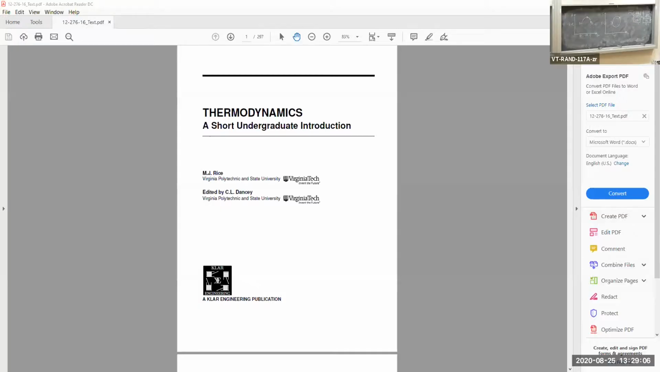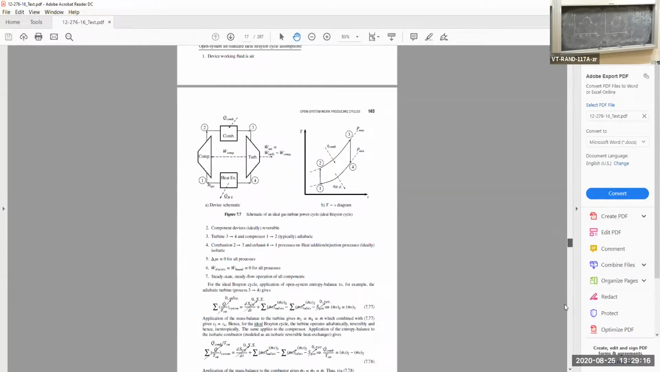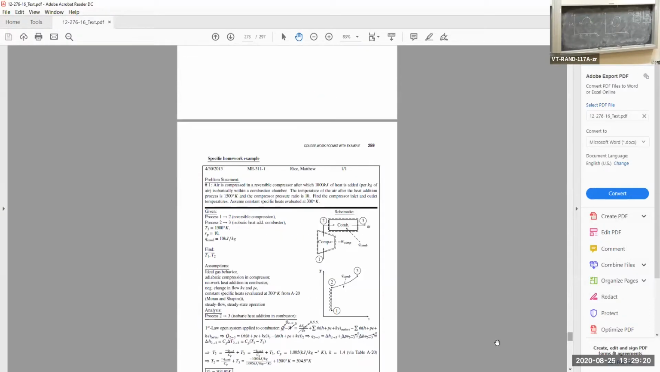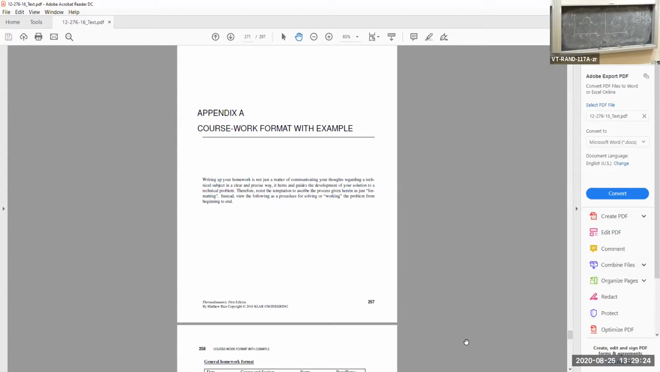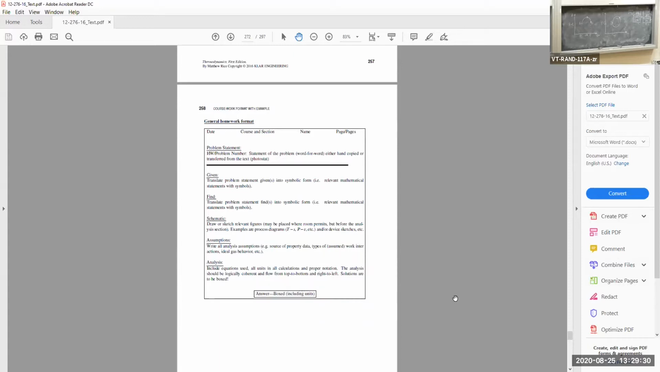Now what I have here is the notes. The handout is more or less the same thing as the notes. If you go to nearly the end of the notes, you'll see a section, Appendix A, coursework format with example. So let's go over how the coursework or the homework is supposed to be done.